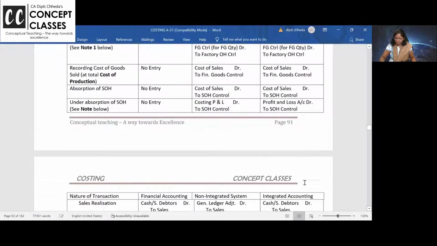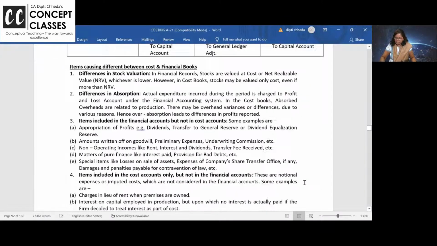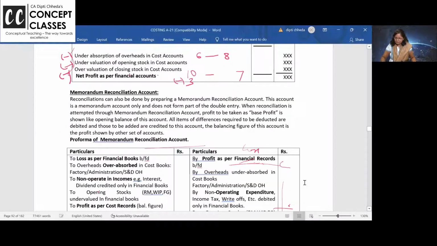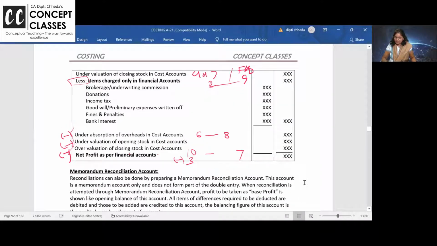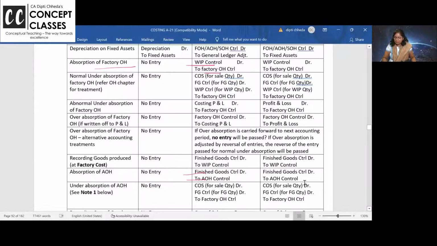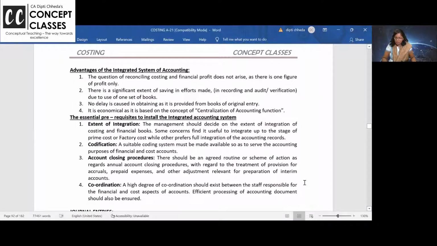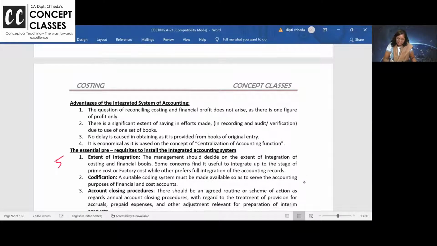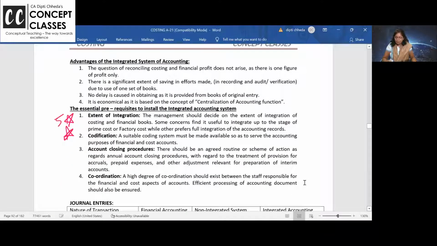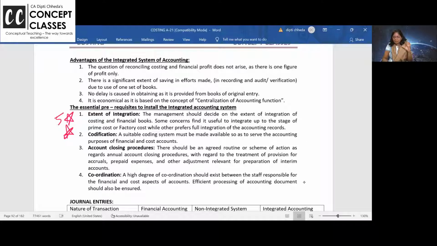I think I have written booster notes over there. I will explain. Because I'm explaining this format, it is very important. You should know how many times it comes in the exam. What are the essential prerequisites to install an integrated account system? It means your financial books and your costing books are combined.